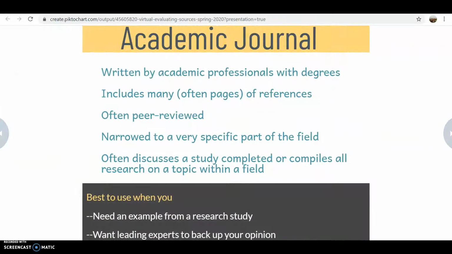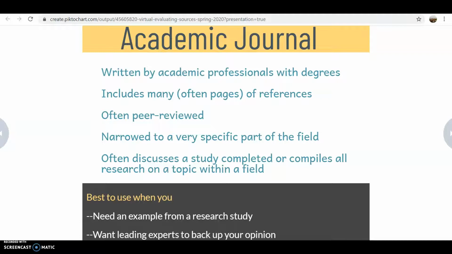So academic journals, that's the scholarly peer-reviewed information your instructor wants you to use most of the time, written by an academic professional or an expert in a field that has a degree in that field. And you'll see references and bibliographies for pages at times, and it's normally narrowed down to a certain field or topic.